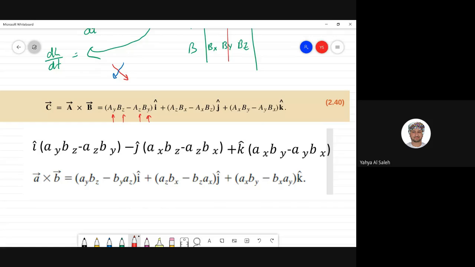Okay, now let's go to K. Leave J alone, go to K. Okay, AXBY minus AYBX, right? So again, it is red minus blue. Good?